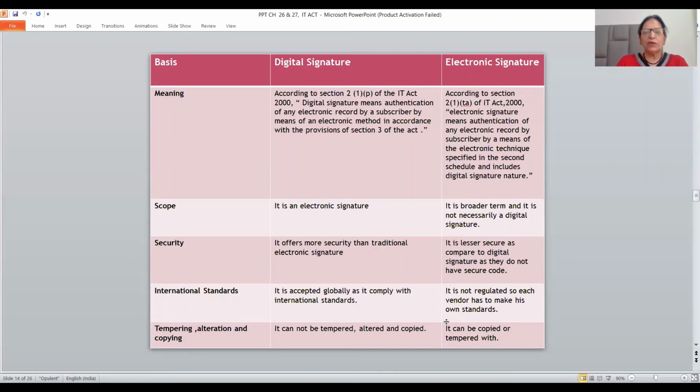Digital signature offers more security than traditional electronic signature. Electronic signature is lesser secure. Then, international standards: digital signature has them, but electronic signature is not regulated so much, as a vendor has to make his own standards. Then, digital signature cannot be tampered with, altered or copied, but electronic signature can be copied or tampered with. So these are the 5 points of distinction between digital signature and electronic signature.